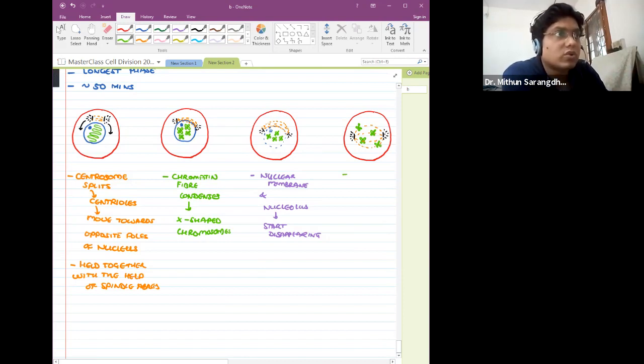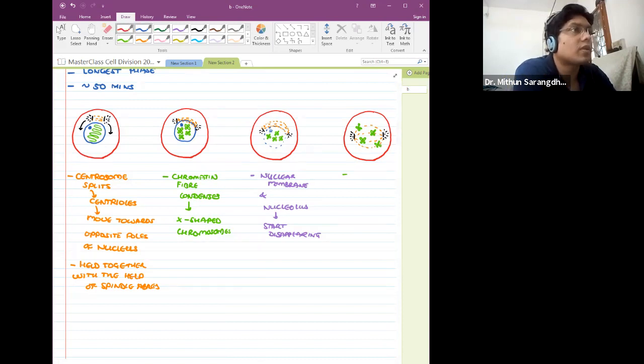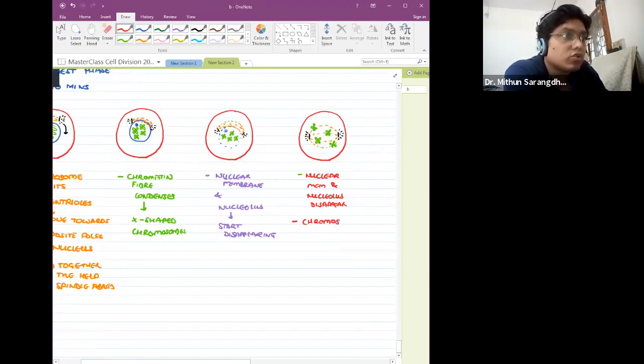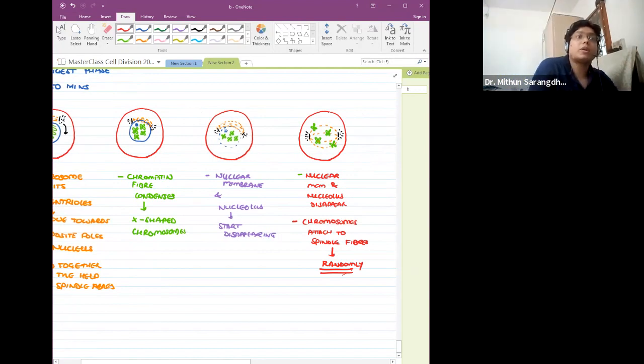So here in the last case, guys, the nuclear membrane and the nucleolus disappear completely. The chromosomes attach. Now this point is very, very important, guys. The chromosomes attach to the spindle fibers, but randomly. This is all going to happen completely at random. This is very important because as we move ahead, in your metaphase, this arrangement is now going to be brought to the center of the cell, on the equatorial plane. So that is how it is going to be different.